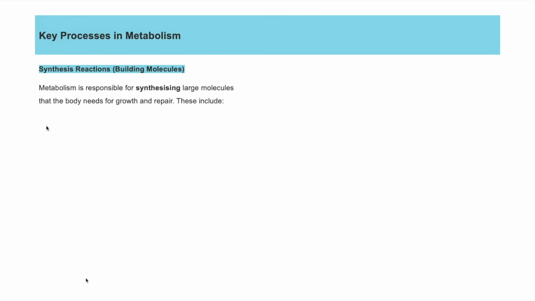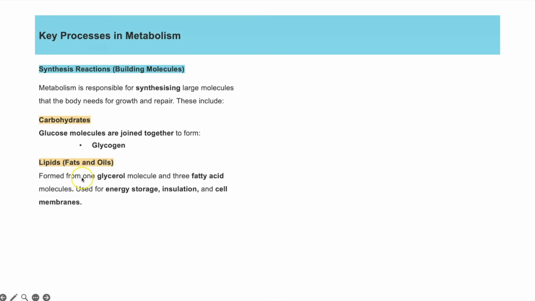So let's have a look at some examples of these synthesis reactions, which means the reactions building molecules. It could be building carbohydrates. So glucose that has come from digestion and then you've absorbed it could be converted into a larger molecule, glycogen. Or if it's to do with lipids, so fats and oils, you absorb glycerol and fatty acids from digestion. Those could be converted into lipids that are used for energy storage, insulation and cell membranes. And then lastly, it could be making proteins from amino acids.